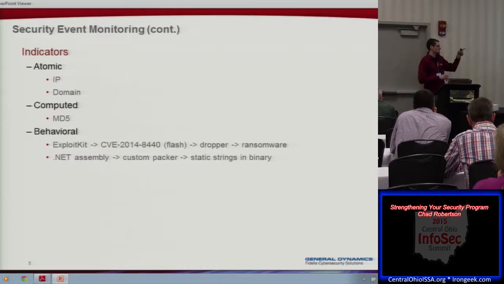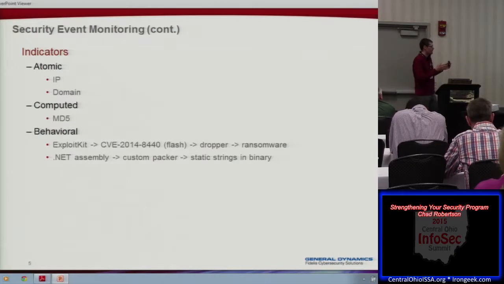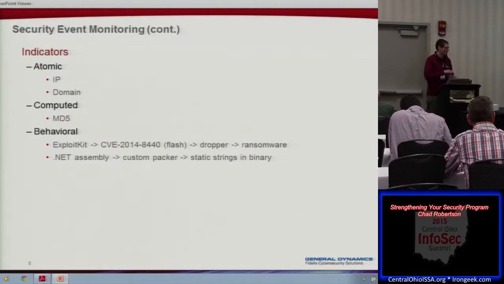That's a behavioral. So if we take a heuristic approach to this, we're really good at detecting the atomics, and we get that a lot from intelligence sources, and computed as well. But the behavioral is looking at a series of those, or a scenario of individual indicators that can be aligned to form a behavior. And then the .NET example is just a .NET assembly that happens to have custom packing and static strings and a binary that might form a behavior as well.